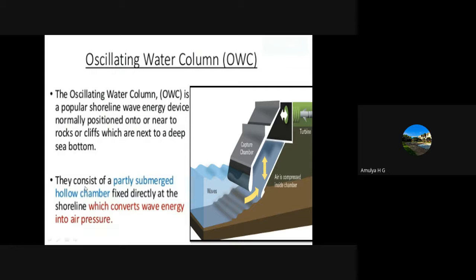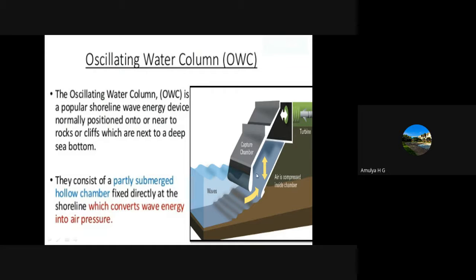In this you can see it consists of a partially submerged hollow chamber fixed directly at the shoreline that converts the wave into air pressure. So here the wave energy is converted into air pressure. That air pressure drives the turbine, which then converts it into electricity. This is how the oscillating water column is operating.